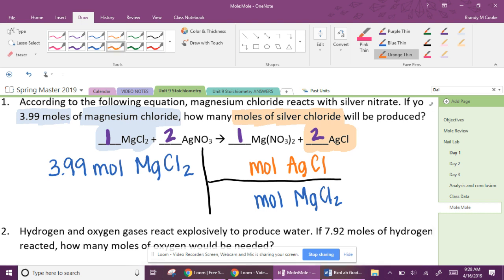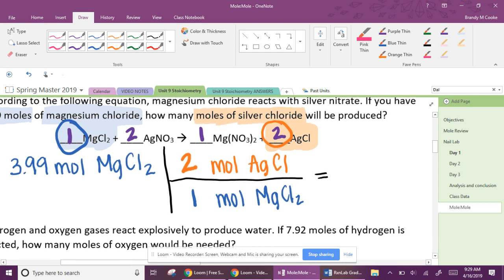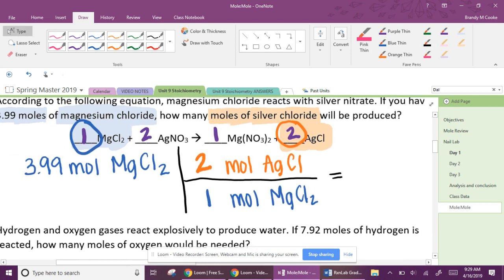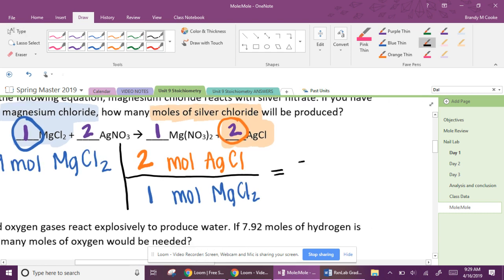And just like I said, I highlighted here this 2 AgCl in orange, and here I'm writing in orange, and so I'm going to have 2 moles of AgCl because that is the coefficient right there. And then on the bottom, I'm going to have 1, I highlight it in blue so I see it right away, 1 mole of MgCl2. Now my units on top match what the question's looking for, so I can go ahead and plug that into my calculator. And when I do 3.99 times 2, I believe is 7.98. And our label, of course, we have to have units, which in this case is going to be moles, and our substance is AgCl.